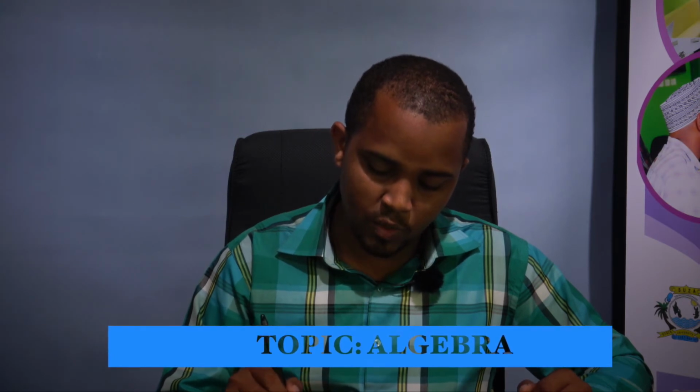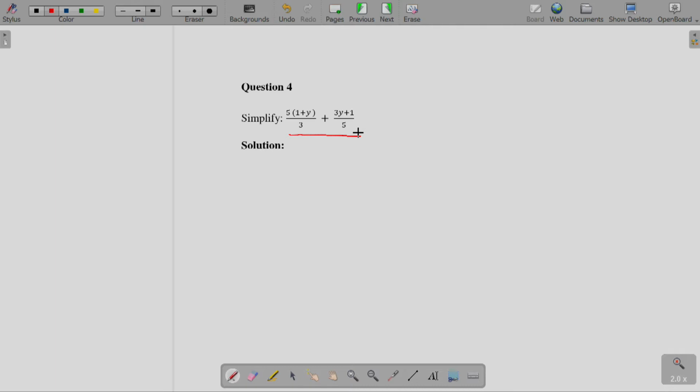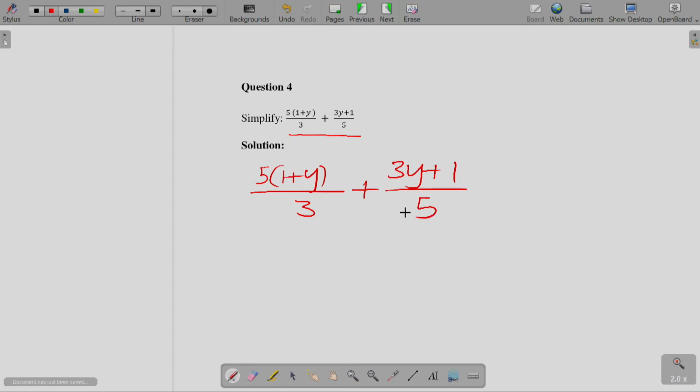which is this one, which were required to simplify this expression. So the first step is to write the expression given. So we are given this expression, which is 5 out of 1 plus y divided by 3 plus 3y plus 1 divided by 5. This is the first step, is to write the expression given.